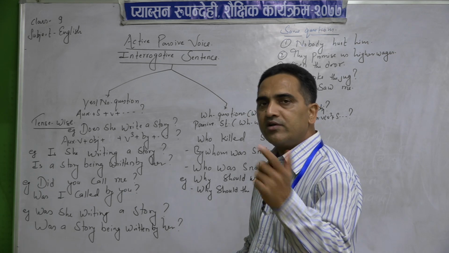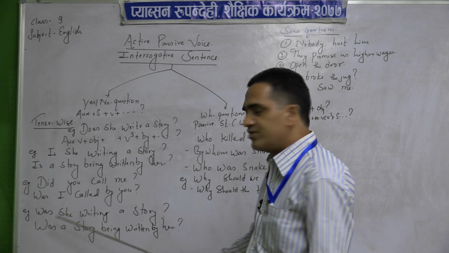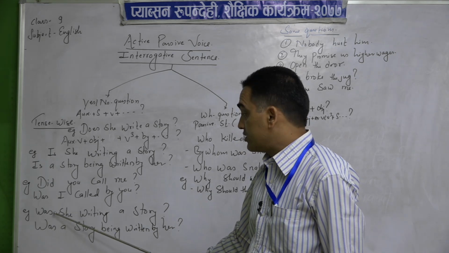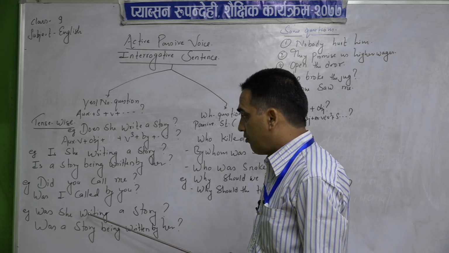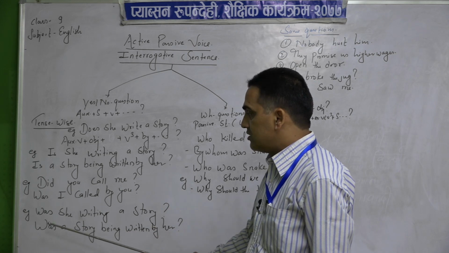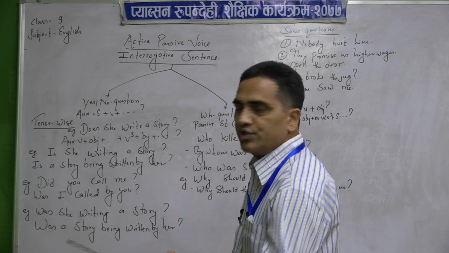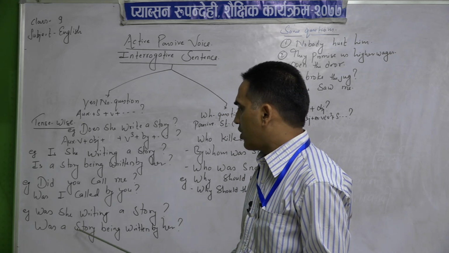This is another tense: was she writing a story? Can you tell me in which tense it is written? It is written in past continuous tense. Was plus subject, auxiliary verb plus subject, before plus story, object. So it is in past continuous tense. In past continuous tense also, in passive we should use was/were plus object.